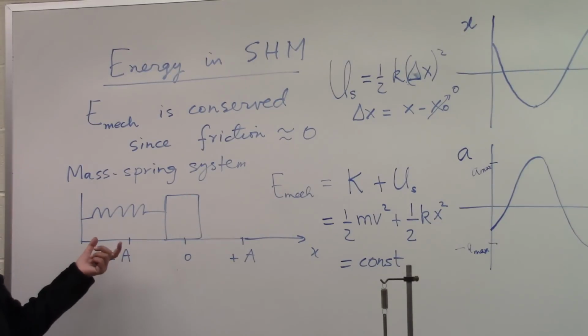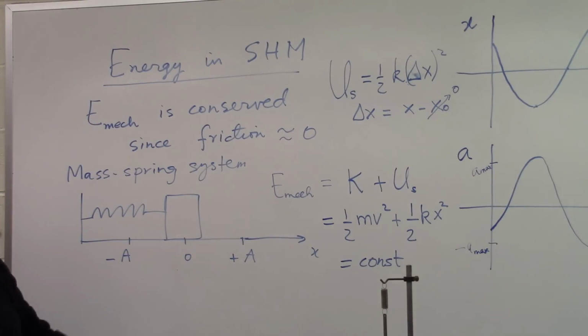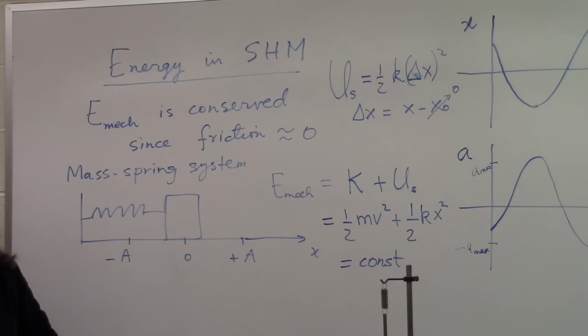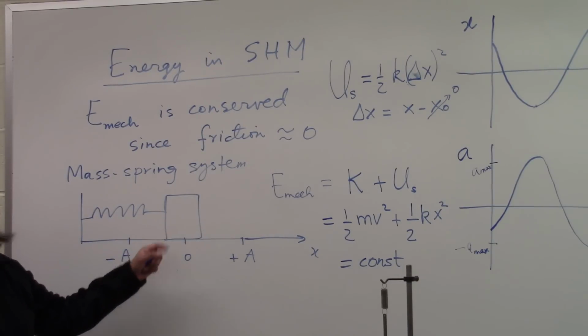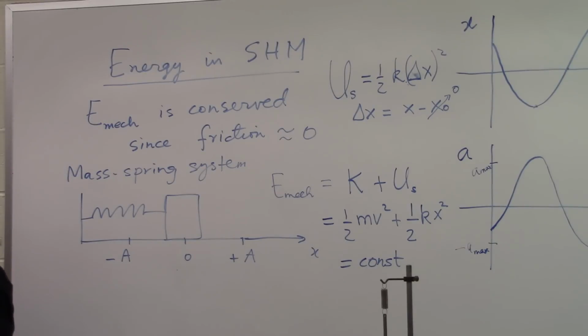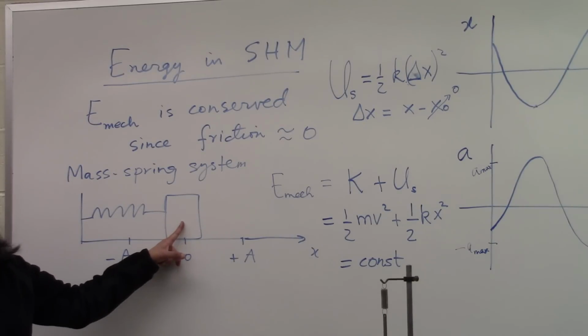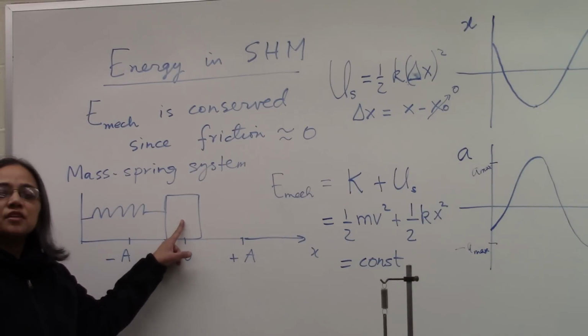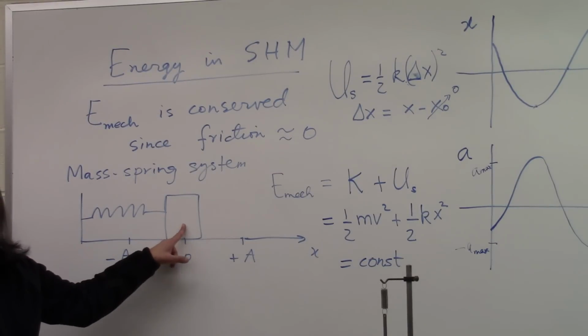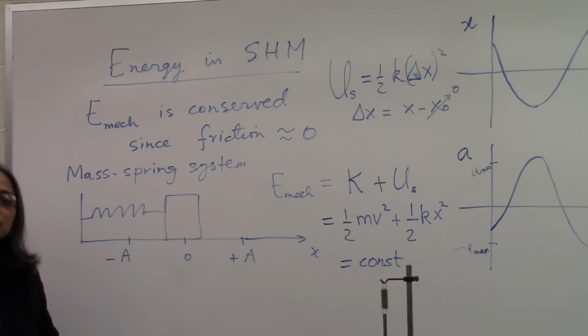I hope you can see that when the mass is passing through the equilibrium point, it has no potential energy because the spring is stretched to its natural length. It's not storing any energy in compression or extension. So all the energy is kinetic here. Since all the energy is in the form of kinetic energy at the origin, when the oscillator is passing through equilibrium, this is also the point at which the velocity of the oscillator is a maximum.